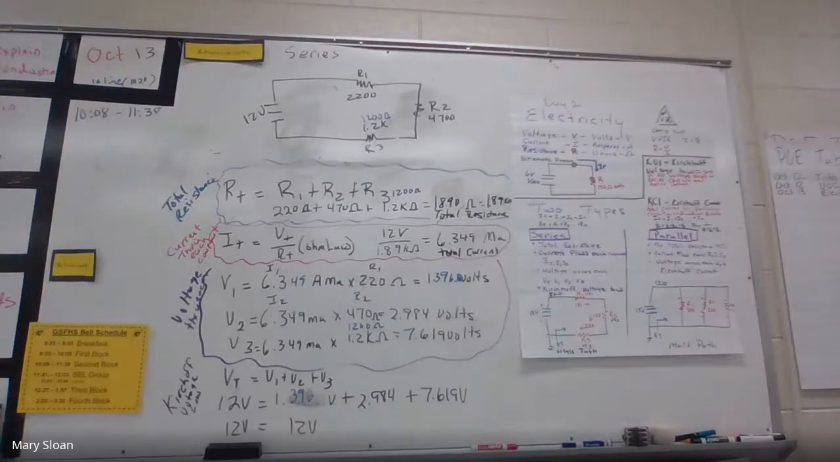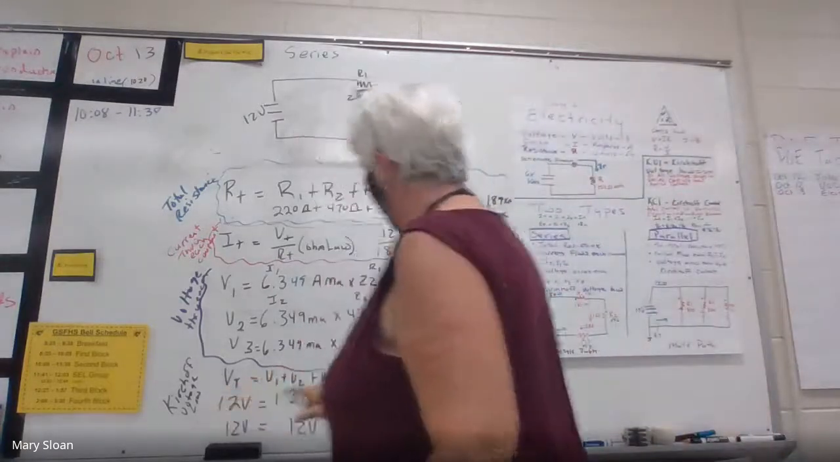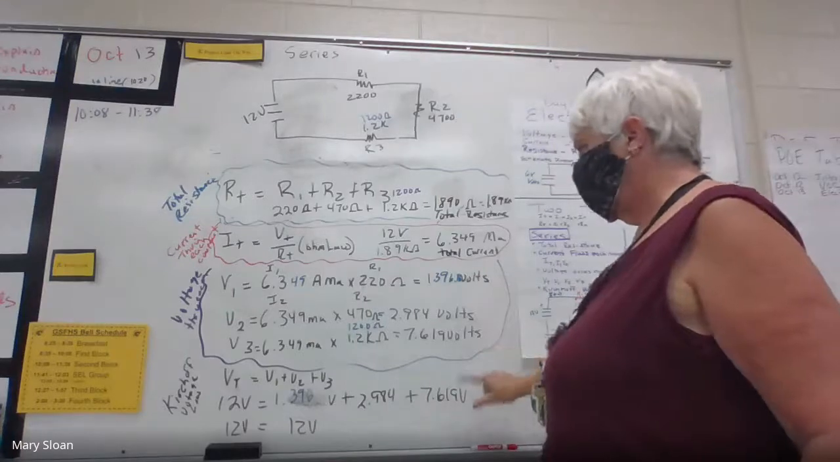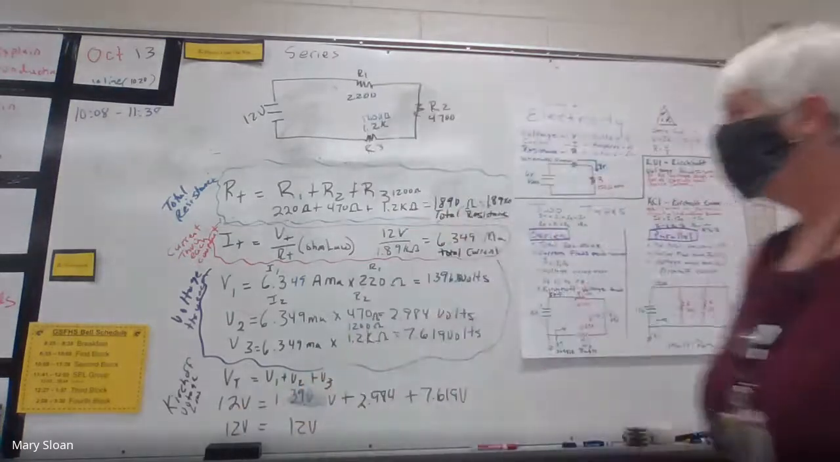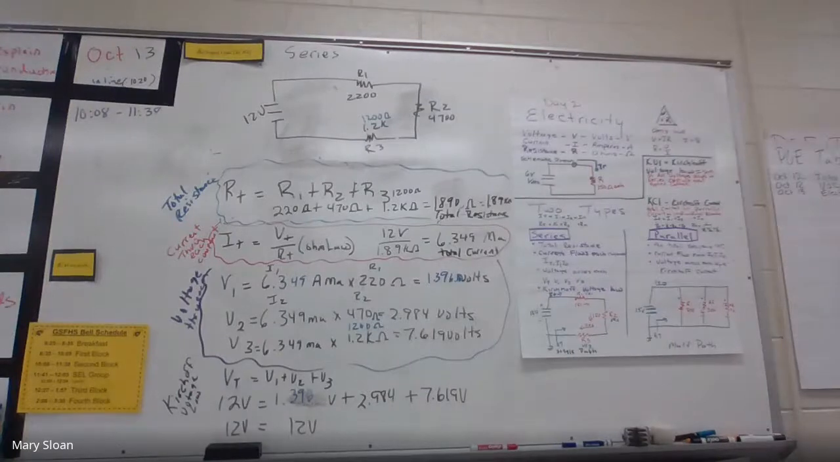So if I take 6.349 and multiply that by 1,200, I get 7.619, right? For my volts. Now, for Kirchhoff's voltage law, I should be able to add all three of these up, and they should equal 12 volts. So let's take our numbers: 1.396 plus 2.984 plus 7.619, enter, and I get 11.99.